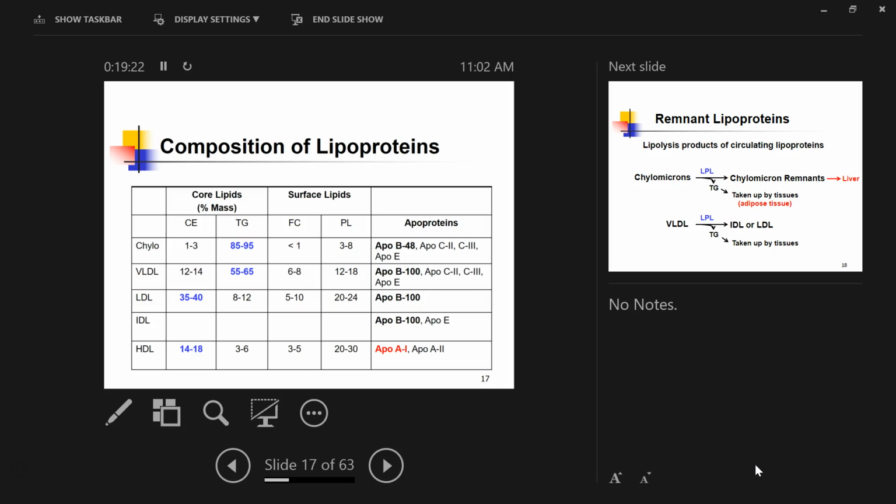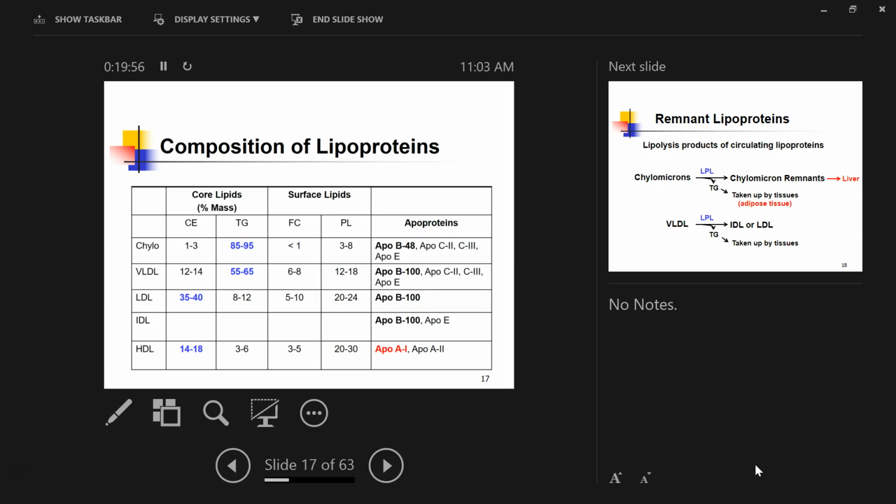Chylomicron we know is synthesized in the small intestine, right? What about VLDL? Which tissue? Everyone know? No? Liver, right? So liver is the main tissue that synthesizes VLDL, and also synthesizes ApoB100. So ApoB100 is the main ApoB protein, right, on the surface of VLDL.